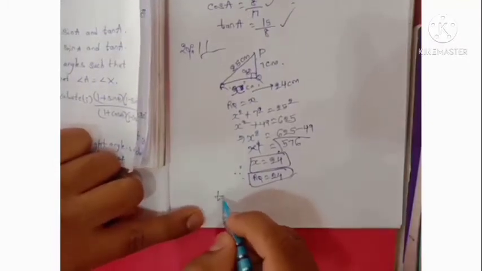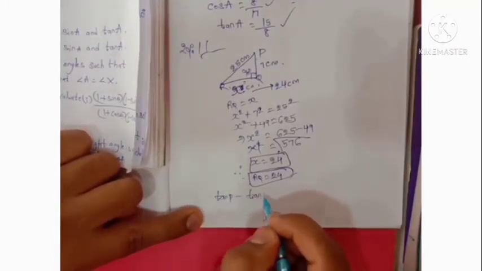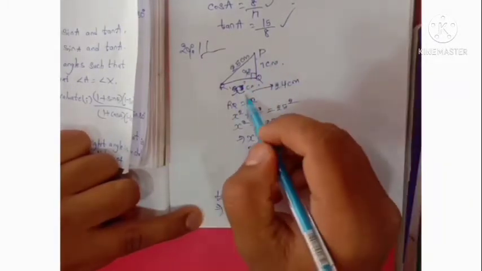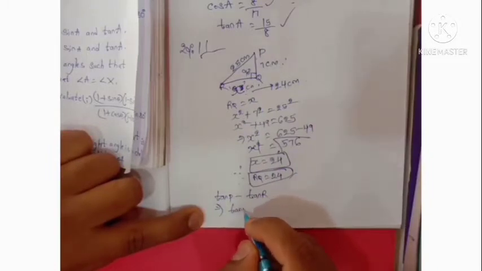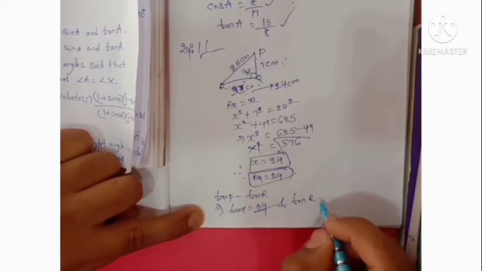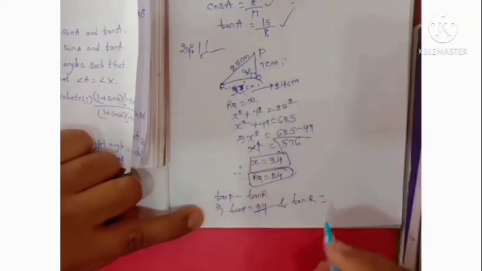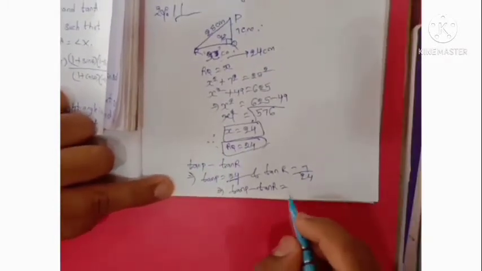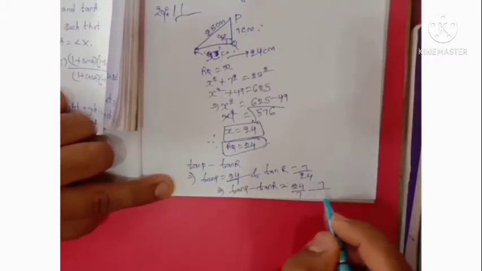Then we can easily find what they want, tan P minus tan R. Tan P is opposite x by adjacent, x means 24 by 7. Tan P is equal to 24 by 7, and tan R is equal to 7 by 24. Then tan P minus tan R is equal to 24 by 7 minus 7 by 24. Just simplify it.